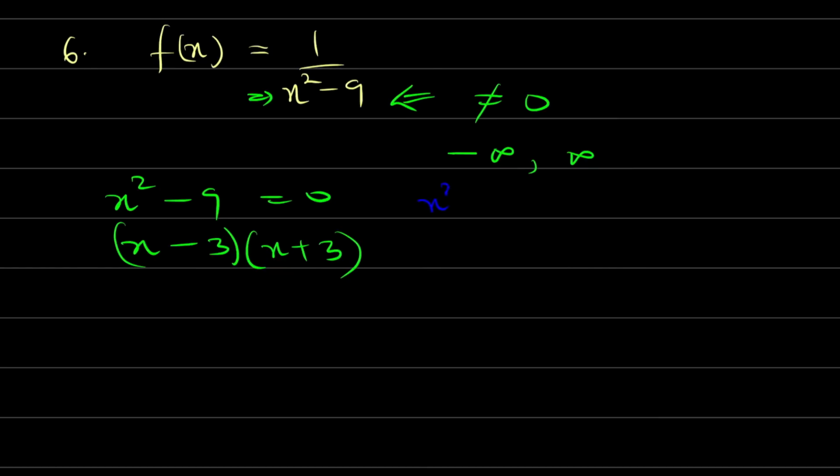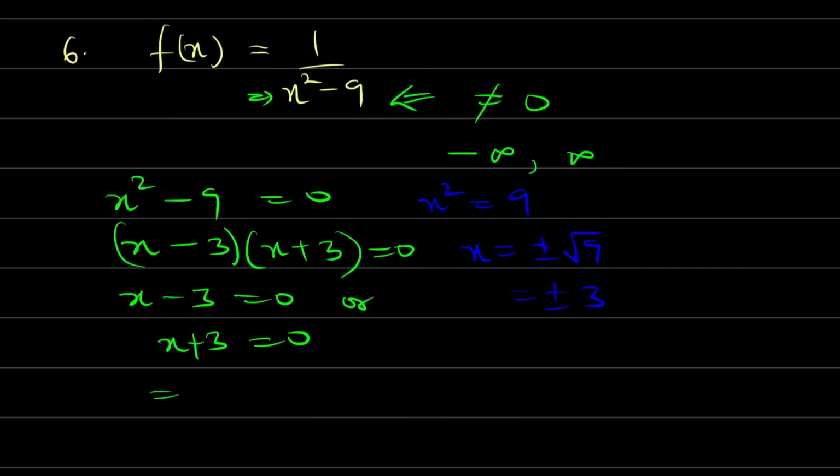Or you can simply say this is the same thing as saying x squared is equal to 9, or x is equal to plus or minus the square root of 9, which is plus or minus 3. Or if you are going by this first approach, equals to 0, which means that x minus 3 is equal to 0, or x plus 3 is equal to 0, which will still give us x is equal to 3 or x is equal to minus 3. Either way, we have these two values, and if you put any of those values into x here, you will see that this denominator becomes 0.